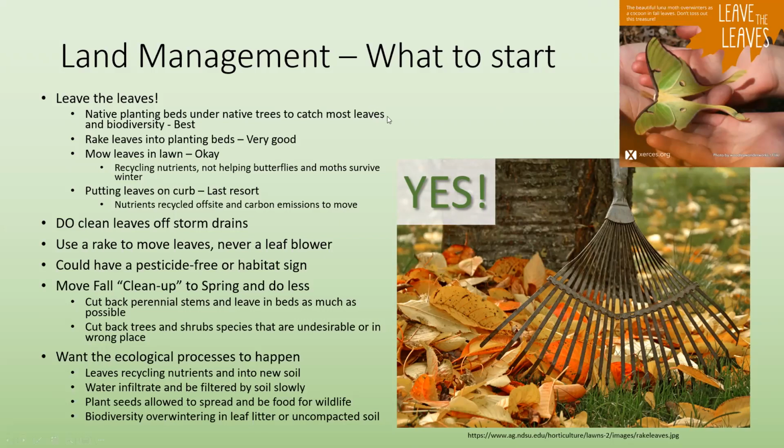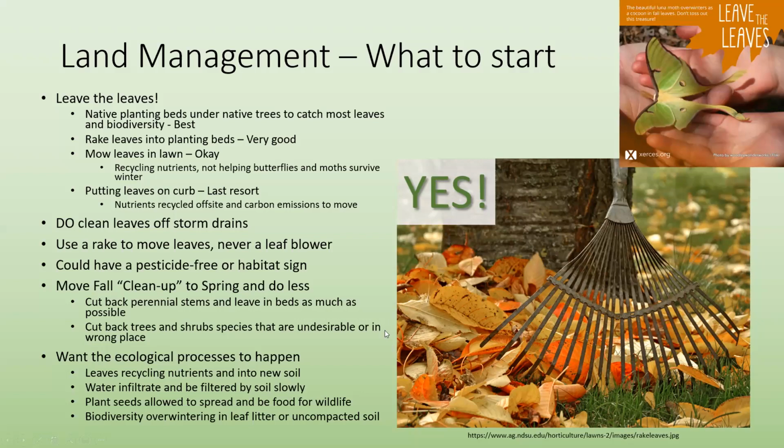So the best way to leave the leaves is having native planting beds under native trees to catch most of the leaves and biodiversity. The next best thing is to rake leaves from the lawn into planting beds. And then mowing the leaves in the lawn if it's too thick, because you don't want the leaves to smother the lawn, but having some is not a problem. You just don't want it to be a dense mat. So if you don't have enough places to rake it out of the lawn, then you can mow it to break it up into smaller pieces so it won't smother the lawn. At least you're recycling nutrients and not moving them off site, but you're killing all those butterflies and moths, so it's not great.